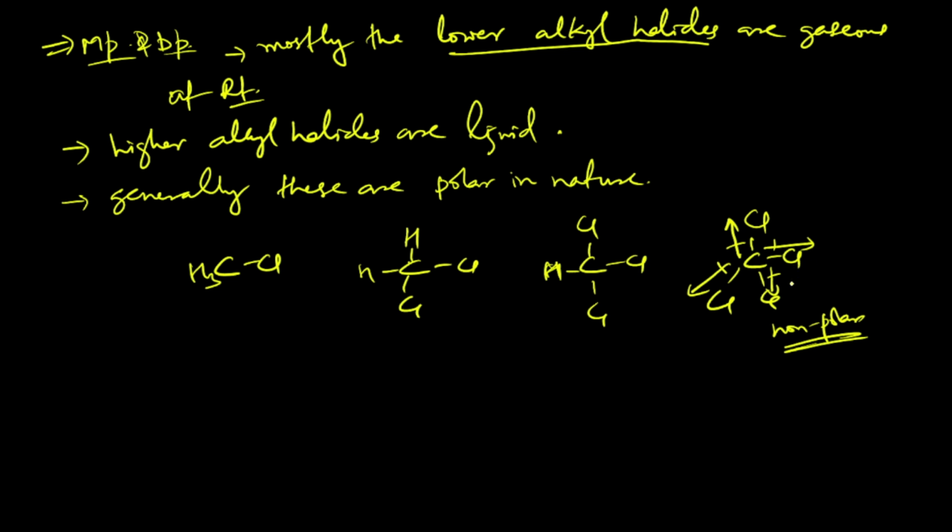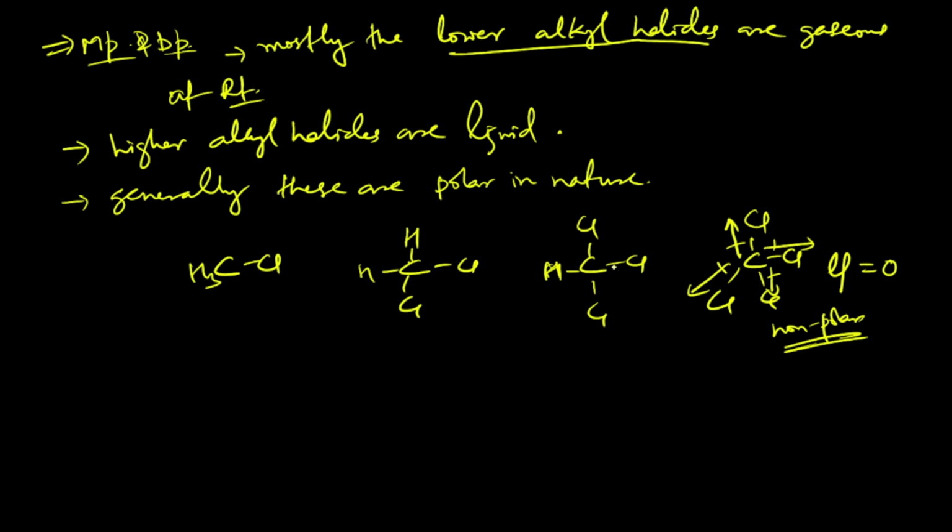The question will arise: the bond between carbon and chlorine is polar, but why is CCl4 non-polar? They may ask that question. We agree that the bond between carbon and chlorine is polar because of the electronegativity difference, since chlorine is more electronegative than carbon. So the polarity will shift this side. But all four chlorines are attached to this carbon, so they cancel out each other, and finally the dipole moment will be 0.